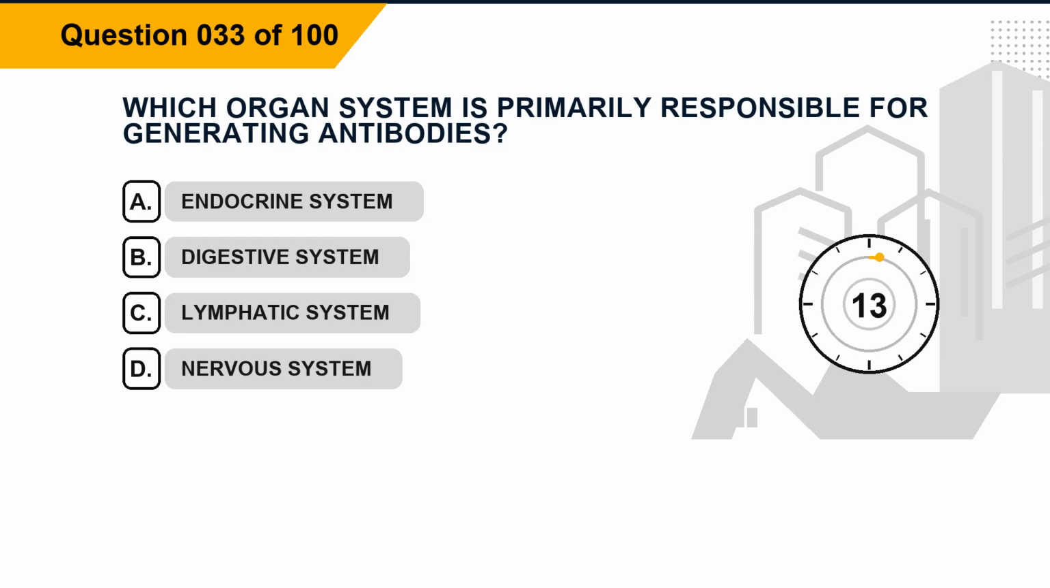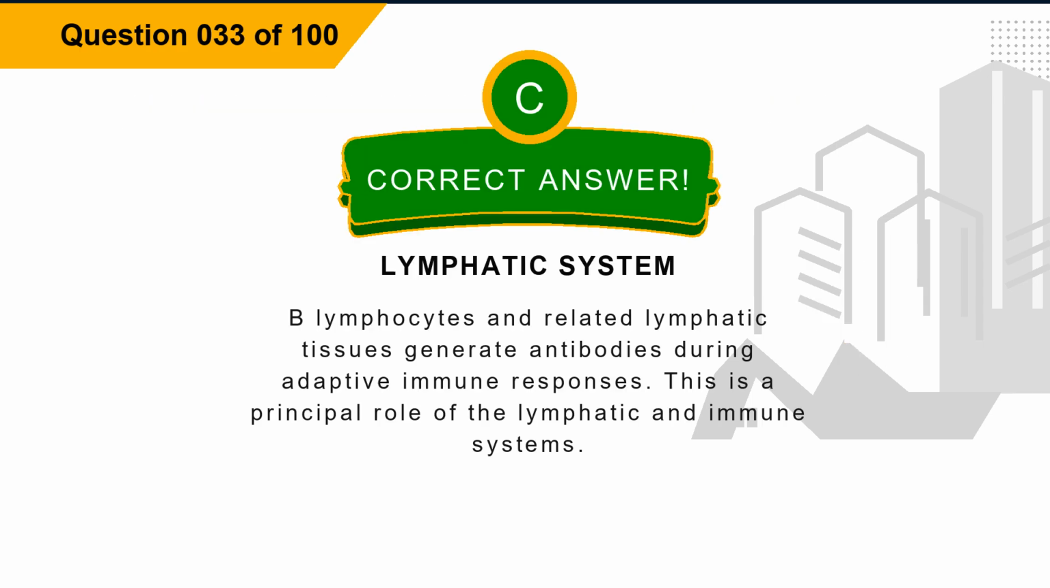Question 33. Which organ system is primarily responsible for generating antibodies? Option A, endocrine system. Option B, digestive system. Option C, lymphatic system. Option D, nervous system. The correct answer is option C, lymphatic system. Explanation. B lymphocytes and related lymphatic tissues generate antibodies during adaptive immune responses. This is a principal role of the lymphatic and immune systems.